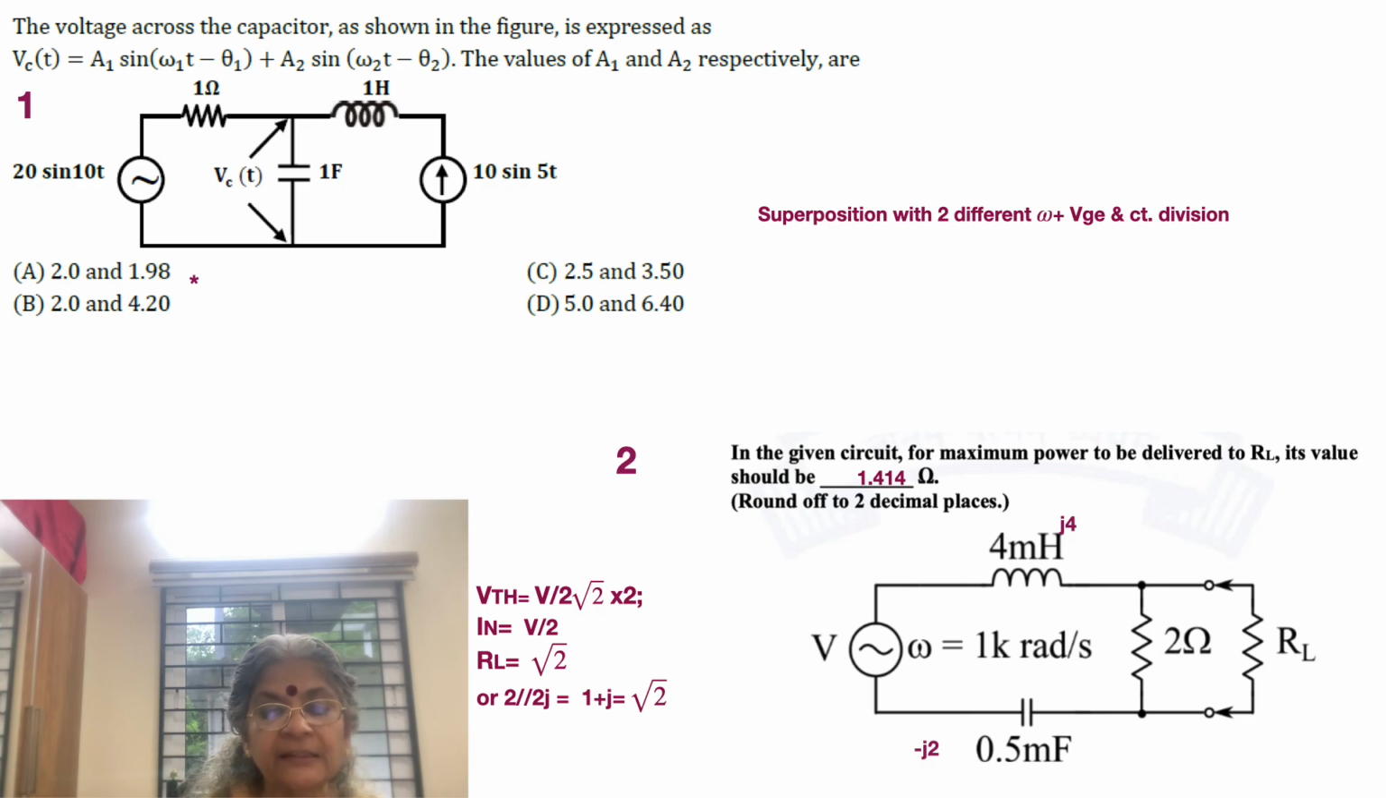So what's the overall reactance? J4 minus J2, which is equal to J2. So when you parallel 2 with 2J, I hope you remember that when A and JA are parallel, the total value is going to be A by 2 plus J A by 2. Okay, so now we are having 1 plus J, which has a magnitude of root 2.